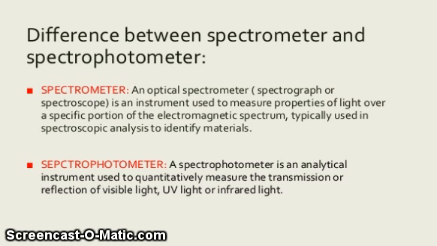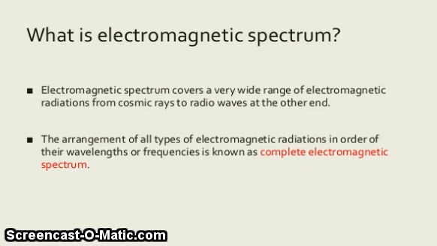Now in this slide I will talk about the difference between spectrometer and spectrophotometer. What is the spectrometer? An optical spectrometer, spectrograph or spectroscope is an instrument used to measure the properties of light over a specific portion of the electromagnetic spectrum, typically used in spectroscopic analysis to identify materials. Spectrophotometer: a spectrophotometer is an analytical instrument used to quantitatively measure the transmission or reflection of visible light, UV light or infrared light.